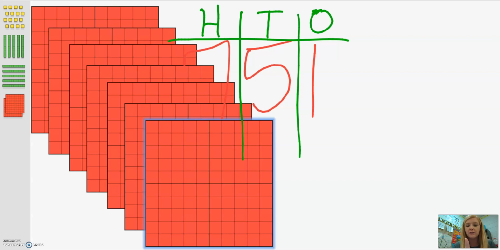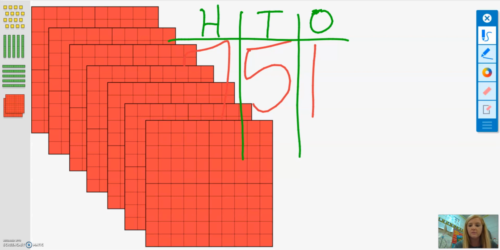But I don't have just one. I have 7 in this number. So the value of 7 hundreds would look like this. You can count them by hundreds. 100, 2, let me get my pen so you can see.